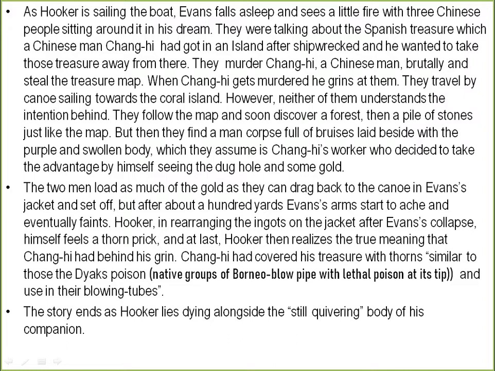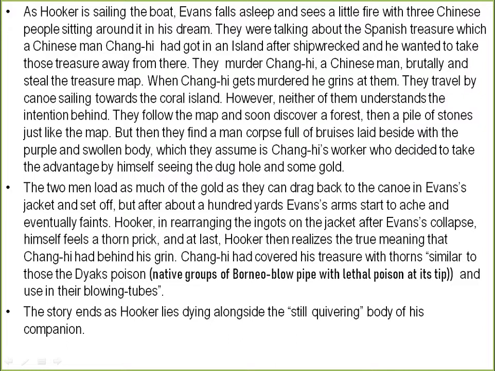Which a Chinese man, Chang He, had found on an island after being shipwrecked, and he wanted to take those treasures away from there. They murdered Chang He, a Chinese man, brutally and stole the treasure map. यो इभान र हुकरले चाइनिज म्यानलाई मर्डर गर्छन्. When Chang He gets murdered, he grins at them.